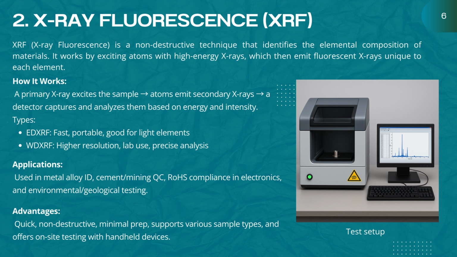There are two types: EDXRF, fast and portable, great for field use; WDXRF, more precise, usually used in labs. You'll see this used in metal alloy checks, mining, electronics like RoHS compliance, and even in geological testing. What's great is it's quick, doesn't damage the sample, and some versions are handheld, so you can test on-site with almost no prep.